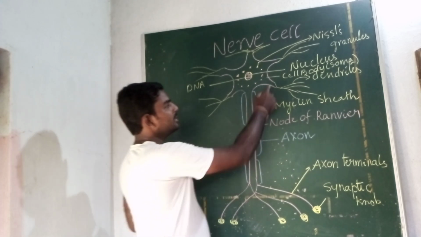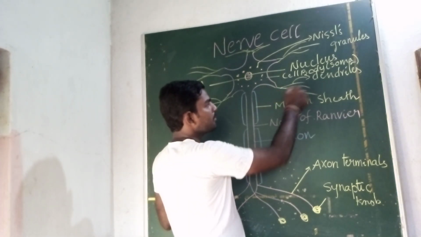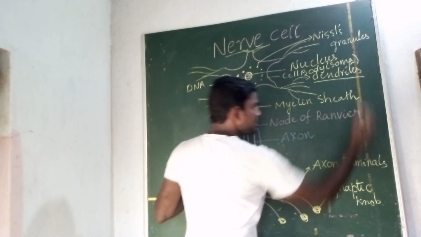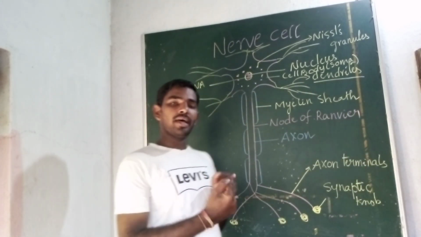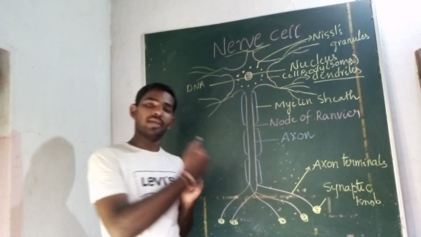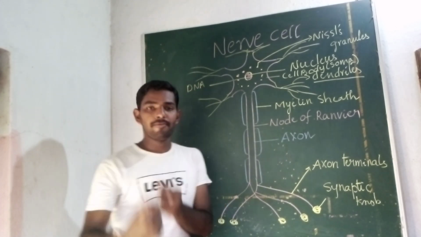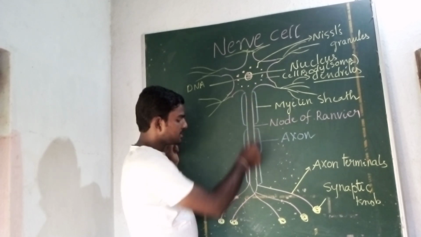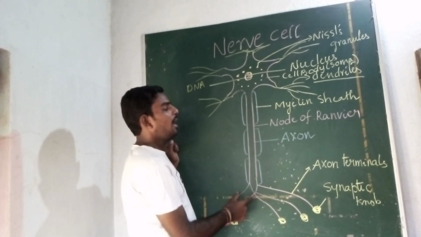Let us see, these are extended into finger-like projections called dendrites. These dendrites are connected to the next neuron or next nerve cell, which will pass the information from the affected part to the brain. And the next one, see, the elongated tube-like structure is called the axon.